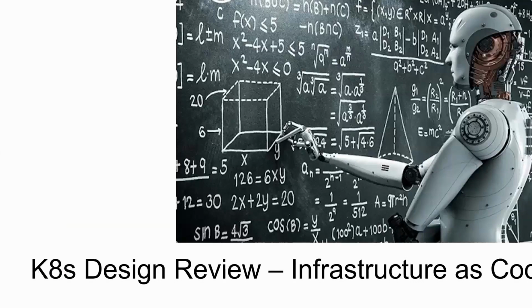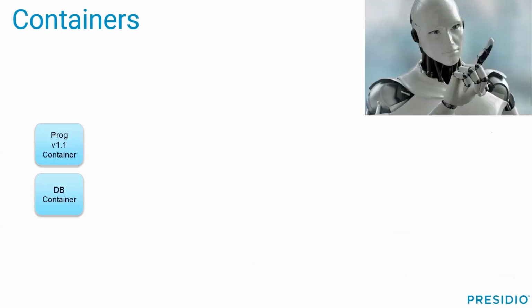So let's look a little bit deeper into how this all works out and how we truly get to this infrastructure as code idea. So first off, we use our containers. We talked about containers earlier. Here I'm just showing two containers. We have a program with our version 1.1 of our application in it, and it's co-resident with a database.